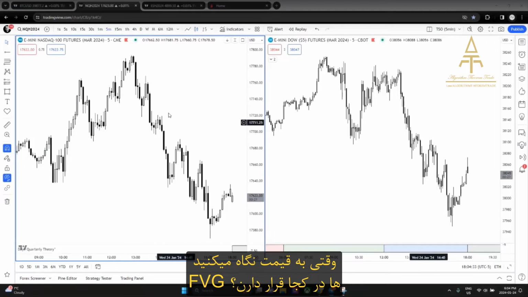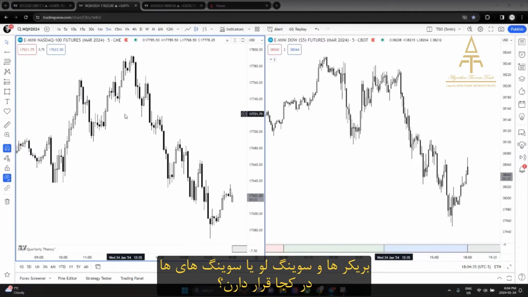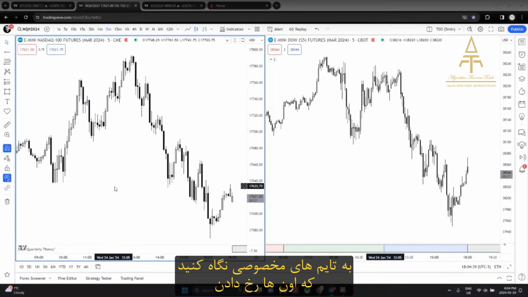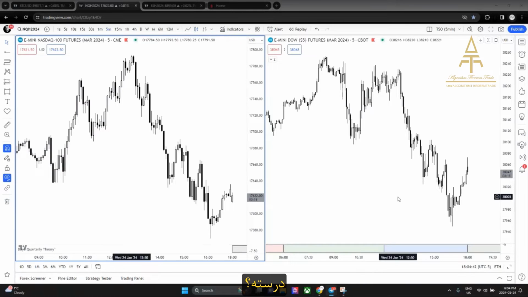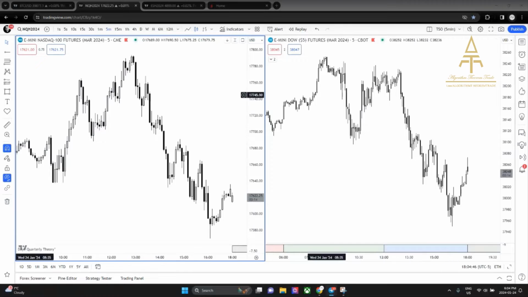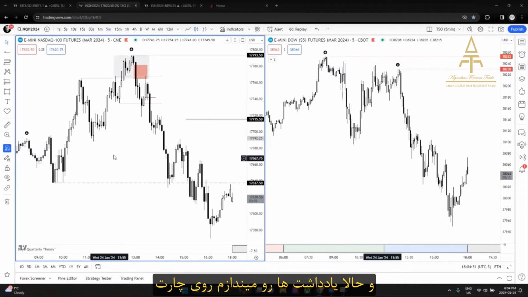So look at price right now. Where are the fair value gaps? Where are the breakers, the swing lows, the swing highs? Look at the specific times at which they occur. And now I'll take the lipstick off.